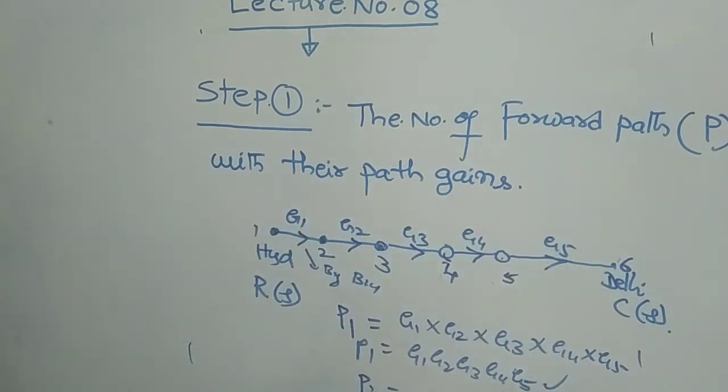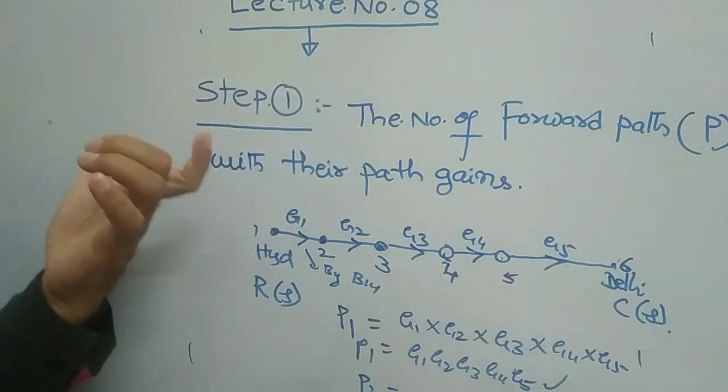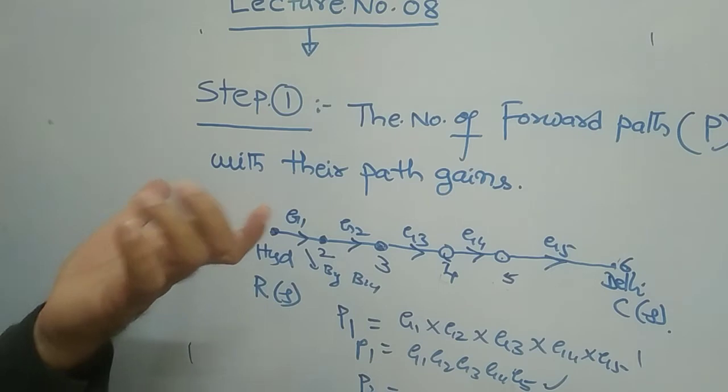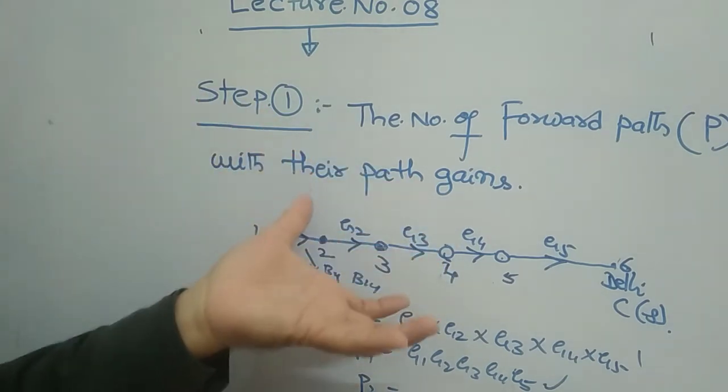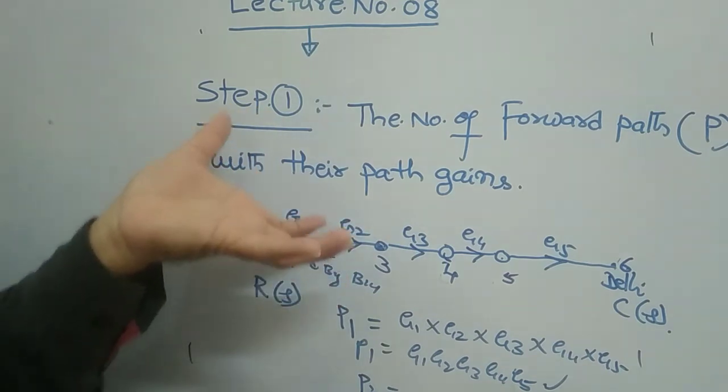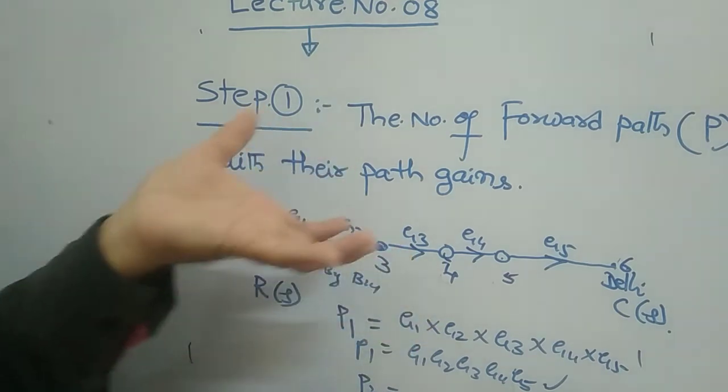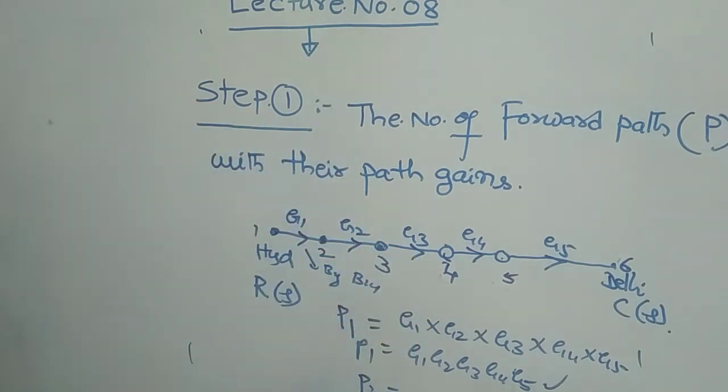I think you understood what a forward path is, along with its path gain. That is step number 1. At this moment, you just remember this much. While solving the problem, you will definitely understand the concept better. So as per the signal flow graph method, step number 1 is identifying the number of forward paths available in the given signal flow graph, and then identifying those paths along with their path gains.